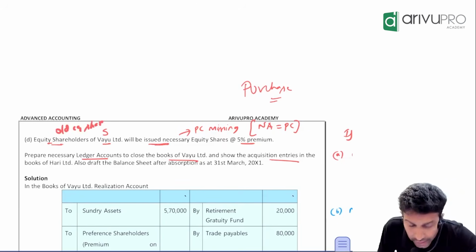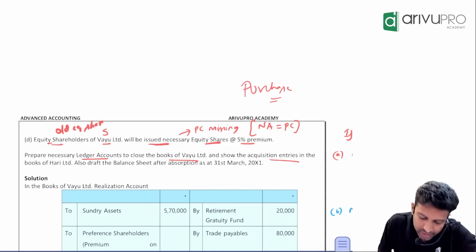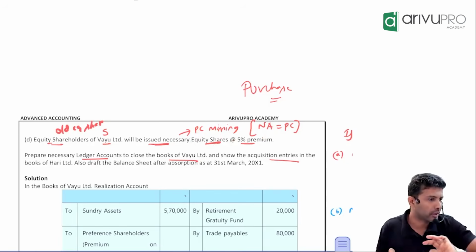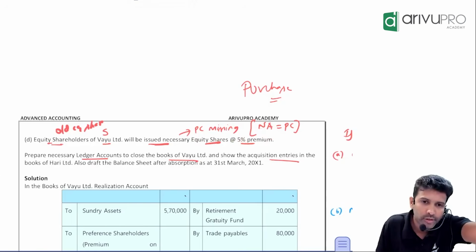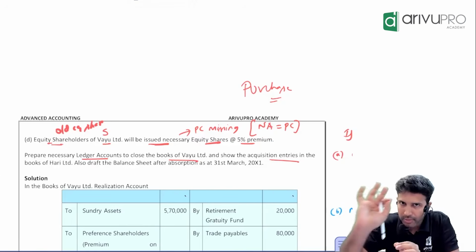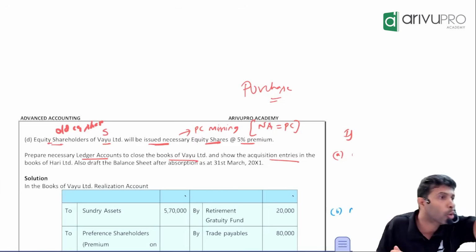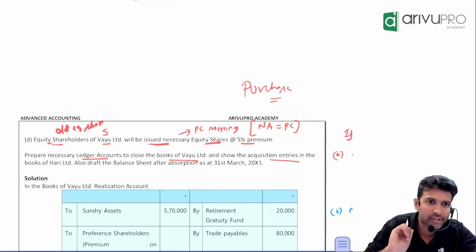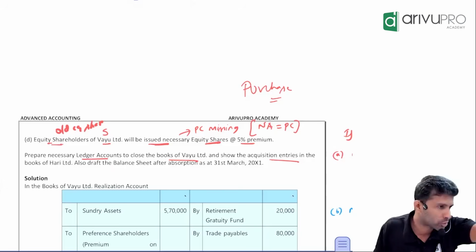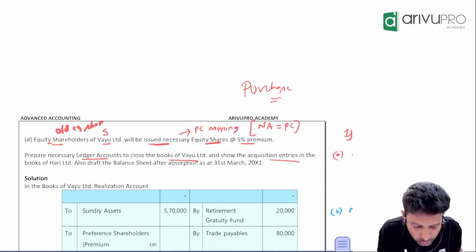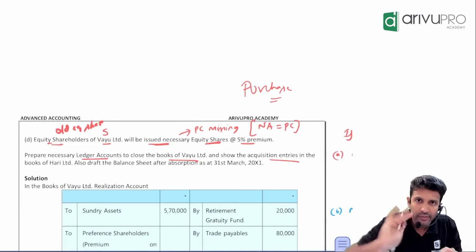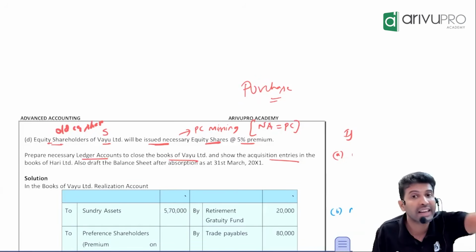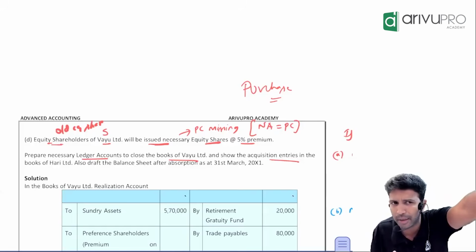Will be issued necessary equity shares. This is what? Old shares or new shares? At 5% premium. So there is a word premium used. Always check whether that premium word is used next to old shares or new shares. The word premium is put next to old shares or new shares. If it is put next to old shares, it means we are taking over the equity shares at a higher value and giving the new shares at par.